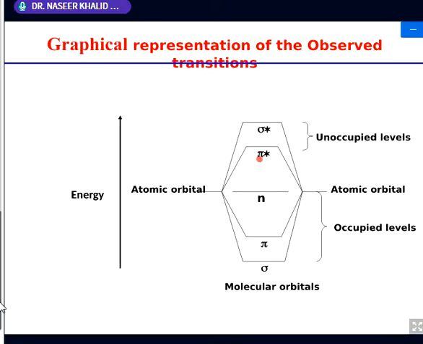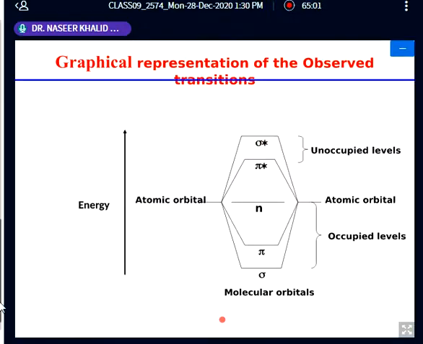This is the bonding orbital, and this is the star. Because sigma is the most stable, it is the lowest, followed by the pi electrons, then the non-bonding orbitals, and then pi star and sigma star. This is the energy level diagram according to atomic and molecular orbital theory.